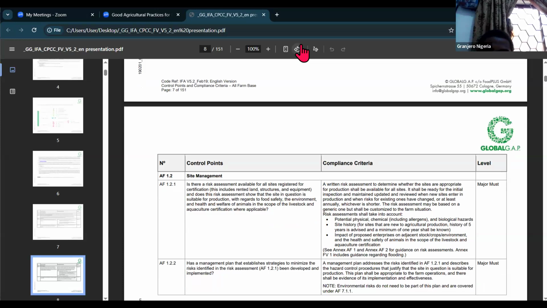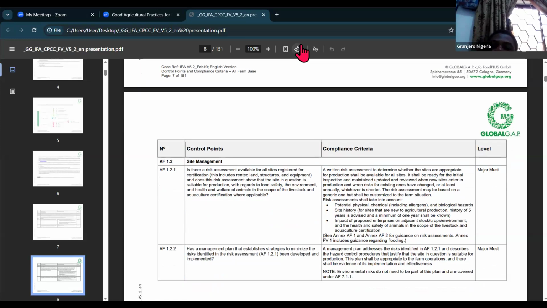Now, when we move on from that, we can see that this is called a major must. This is something that you must have, and it's not just that you must have it, it's very important that you have it. So site management, when it comes to risk assessment, is the major must that you have.